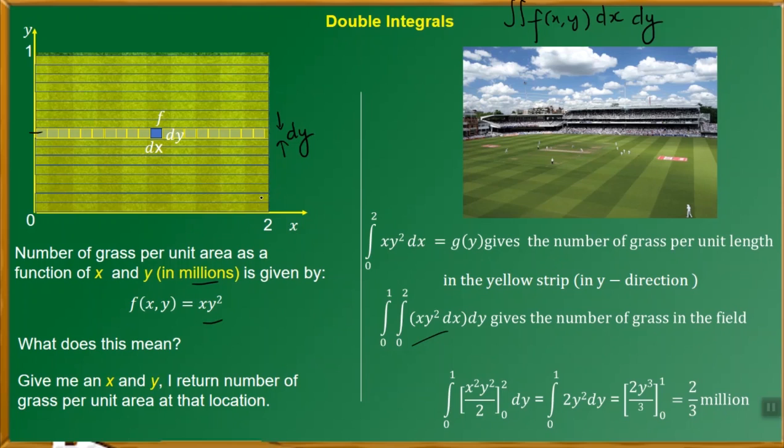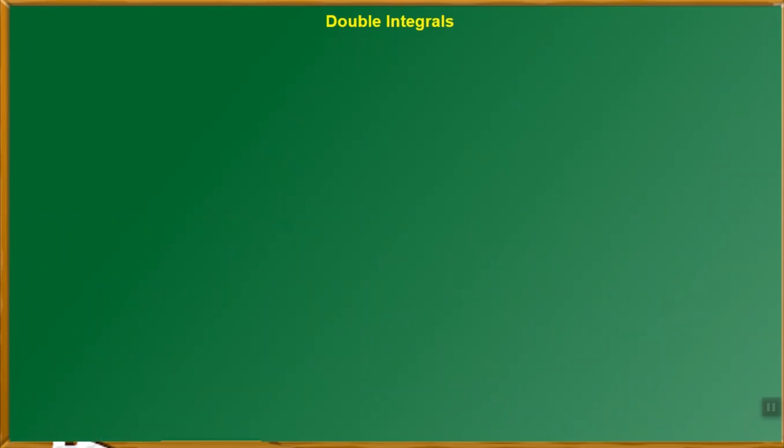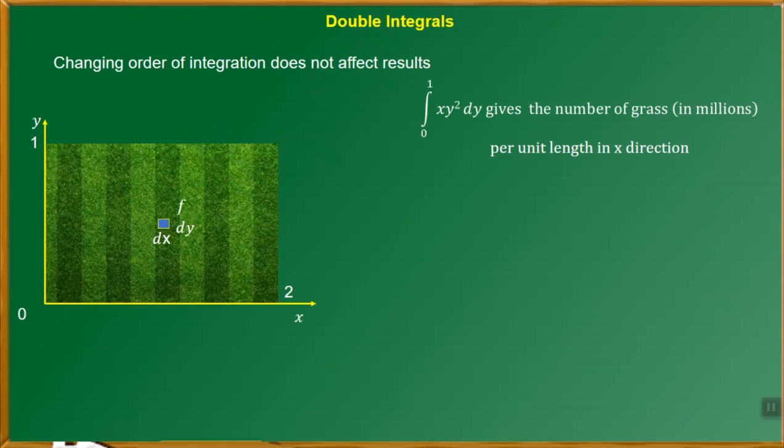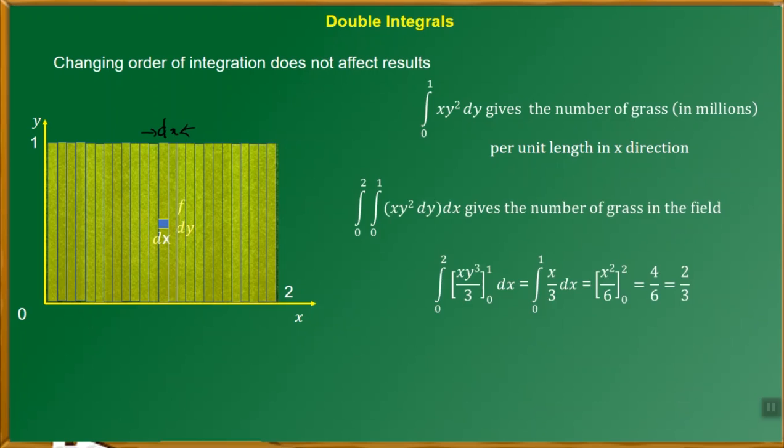Now does this double integral really depend on what integration we do first? Not really. If we would have integrated y first, so if we would have integrated between 0 and 1 with respect to y, and then integrated that strip which has a width of dx across 0 and 2, we would have still ended up getting the same answer, which is 2 by 3. So with double integrals of this kind, there is no dependence on the order. We can use any order and we will still get the same answer. So this is the concept of double integrals.